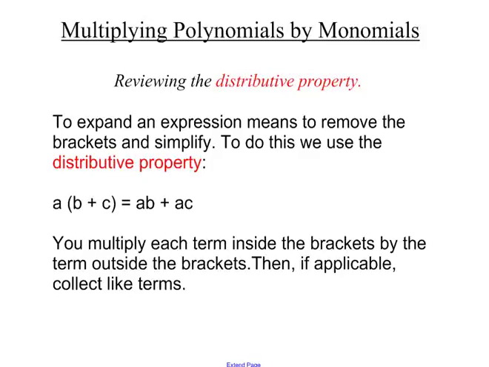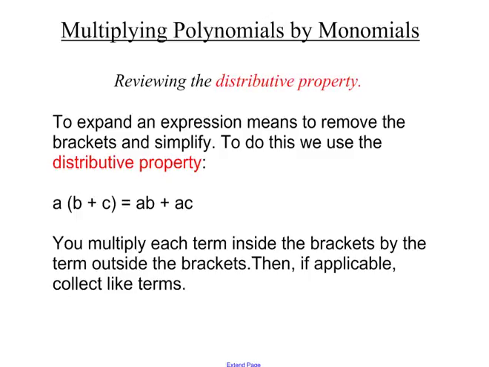So in this video, we're going to be looking at what happens when we multiply a polynomial by a monomial. So that means there's a single term in front multiplied by something in brackets with maybe 2 or 3 terms. Before we look at that, we're just going to, again, briefly review the distributive property.